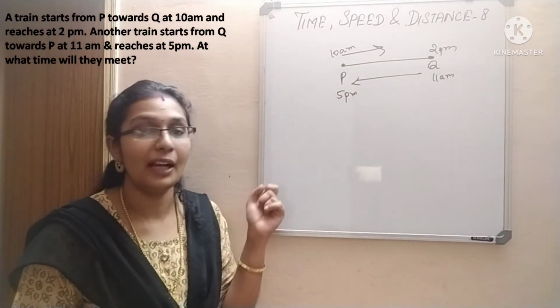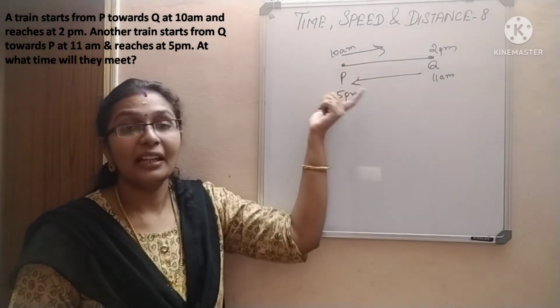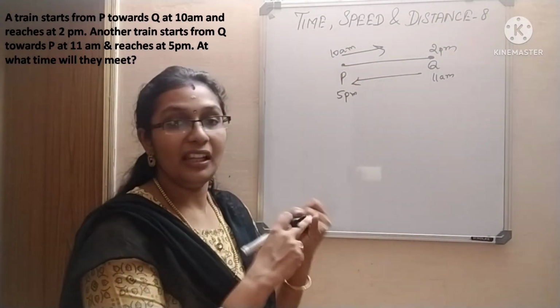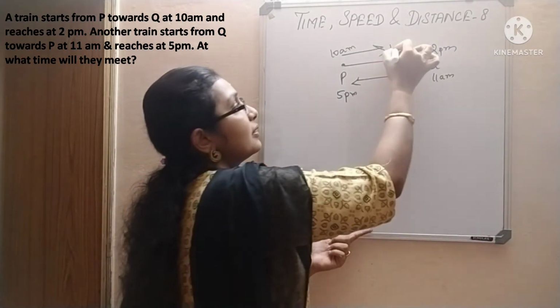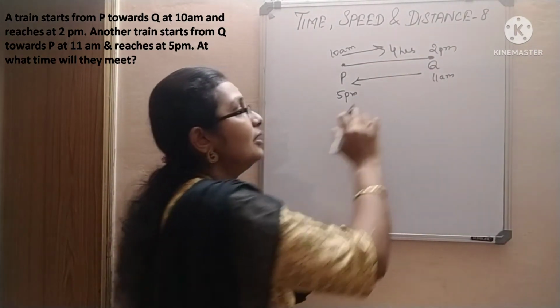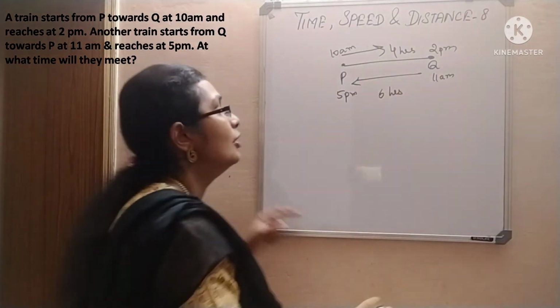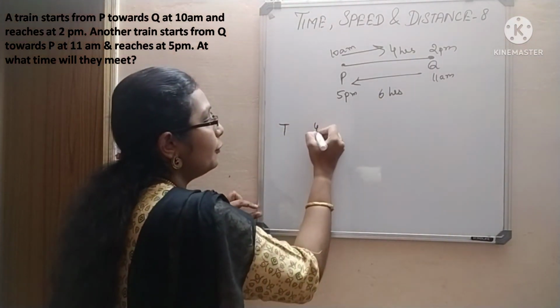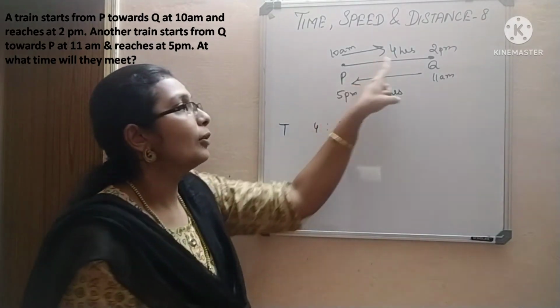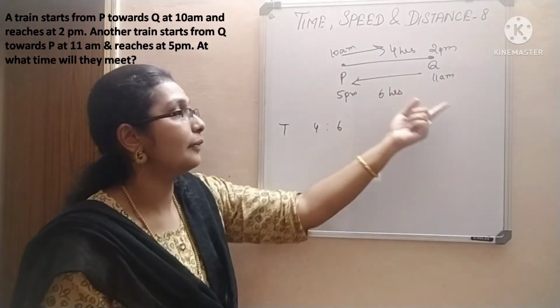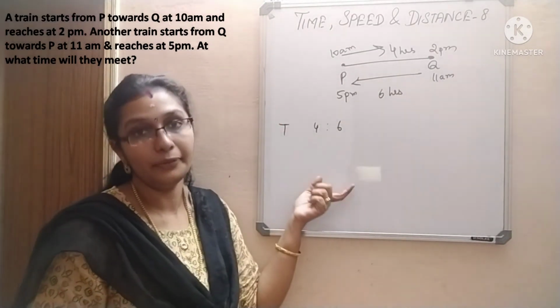First thing you will have to do is find the time taken to reach the destination on both sides. So here it is 10, 11, 12, 1, 2, which is 4 hours, whereas here it is 11 to 5, which means 6 hours. Correct? So your time ratio would be 4:6. Going from here to here it is 4 hours and from here to here it is 6 hours, 2 different trains.